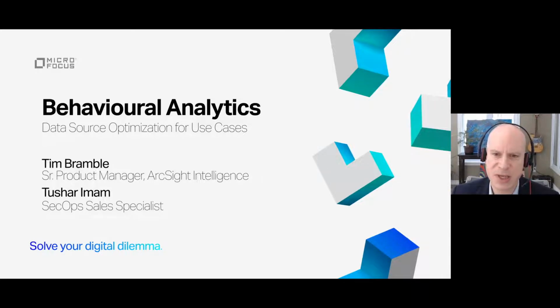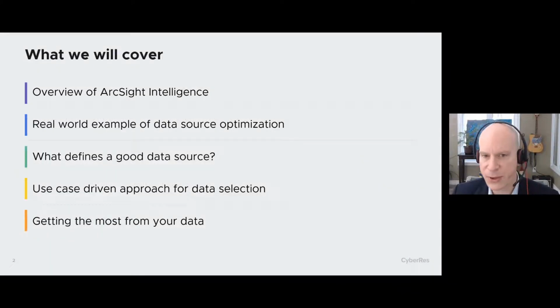In this session, we'll discuss why an unsupervised machine learning approach, such as that used by ArcSight Intelligence, is uniquely able to detect insider threats and how to optimize the data it monitors for best possible coverage. I'll start with an overview of ArcSight Intelligence, how it works, and why we believe its unsupervised machine learning approach is the most effective way to detect insider threats.